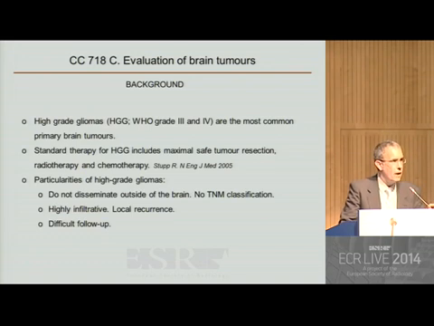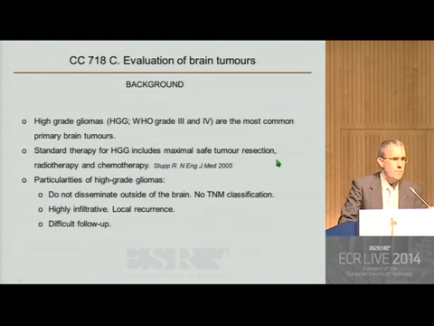Standard therapy for high-grade gliomas includes maximal safe tumor resection, followed by radiotherapy and chemotherapy. And when we say safe, we mean that in the brain, as you know, there are some eloquent areas that shouldn't be affected by the surgical procedure. So we should resect as much tumor as possible without affecting this eloquent area. This is the meaning of maximal safe tumor resection.